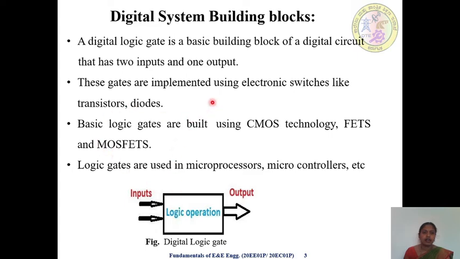These gates are implemented using logic switches like transistors and diodes. The basic logic gates are built using CMOS technology, FETs and MOSFETs. Logic gates are used in microprocessors, microcontrollers, etc.